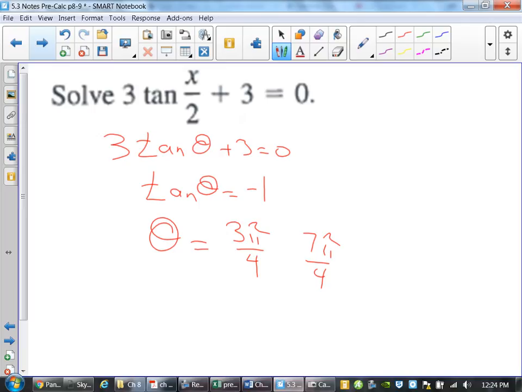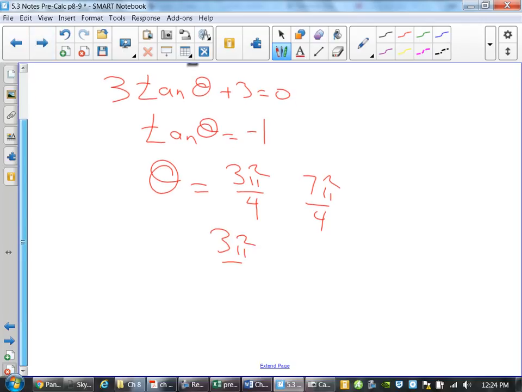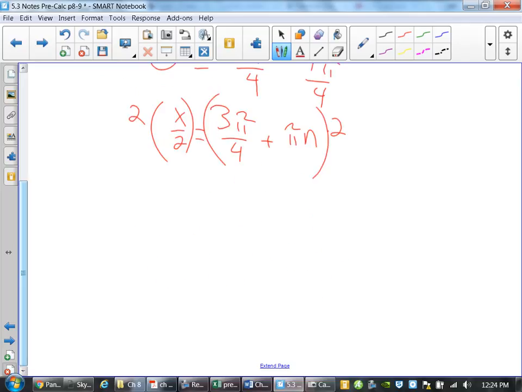3 pi over 4, 7 pi over 4 is 1 pi revolution between each one of them, each and every time. So as far as a general solution would go, I would just write it as 3 pi over 4 plus pi n. Be okay with that? But wait, what did theta stand for? Theta is x over 2. So I multiply everything by 2. And you get x equals 3 pi over 2 plus 2 pi n.